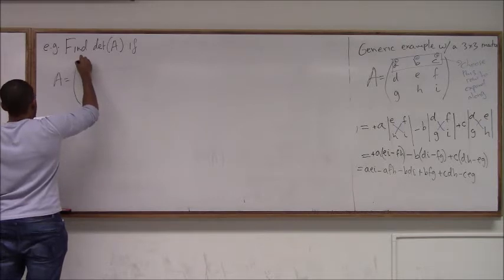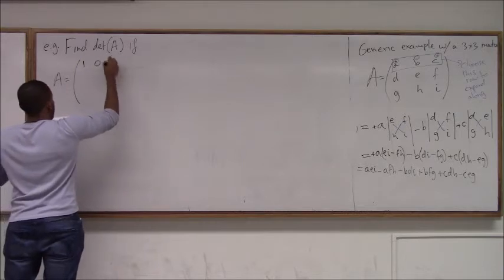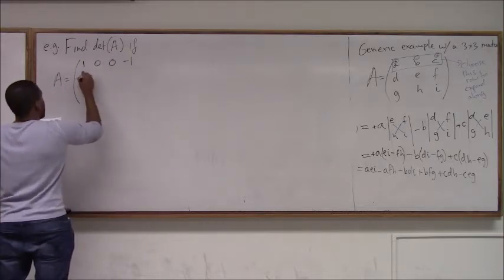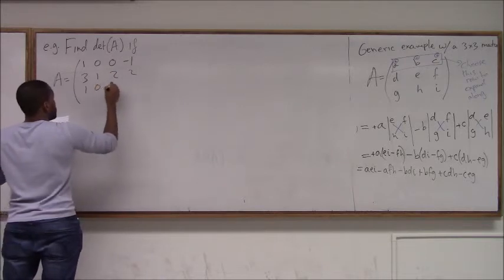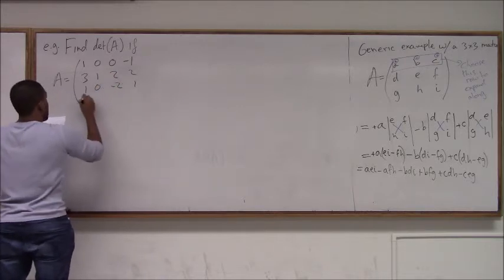Is that the one I meant? That's actually a little easier than I wanted it to be. Okay, 1, 0, 0, minus 1. 3, 1, 2, 2. 1, 0, minus 2. 2, 0, 0.